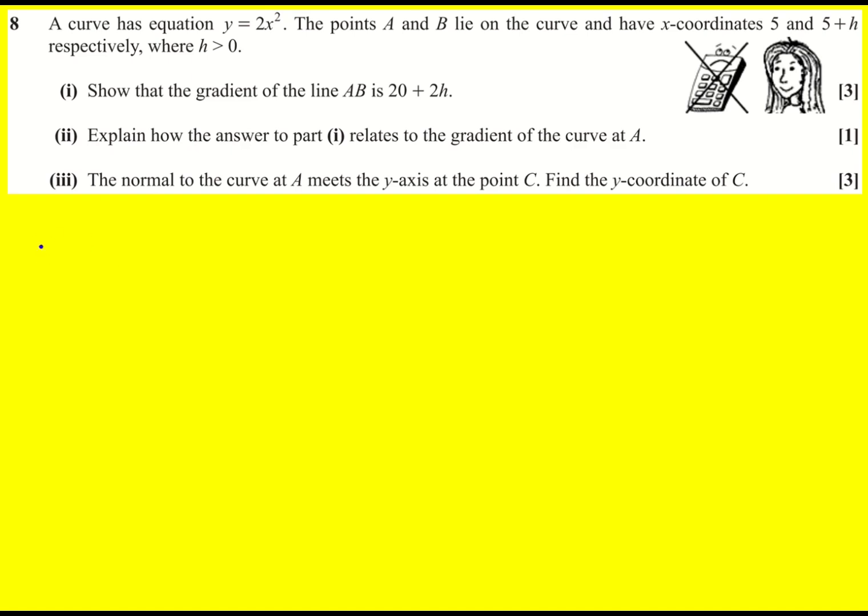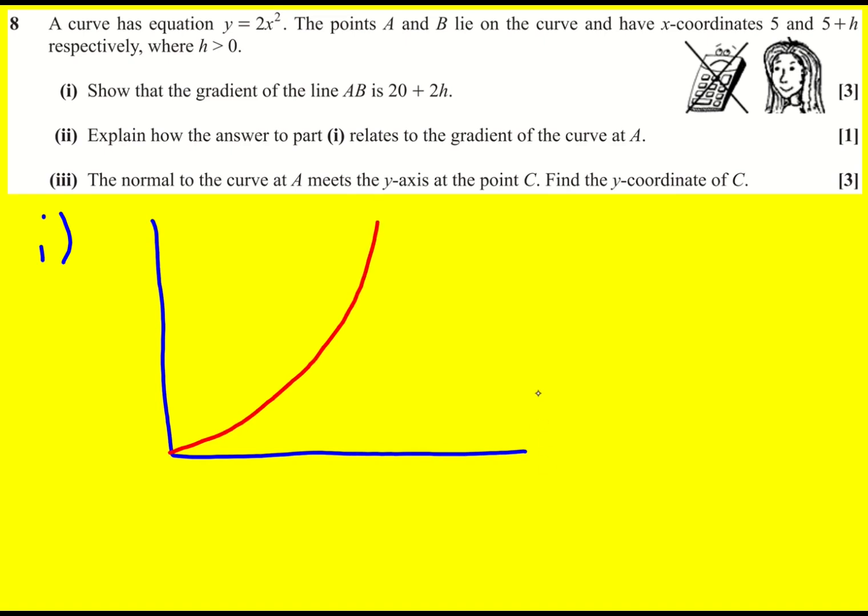This question is essentially asking us about differentiation from first principles, guiding us through it. So if I have the curve y equals 2x squared, it would look a little bit like this. You don't have to draw that accurately, but I think it helps. It's good to have the correct shape.